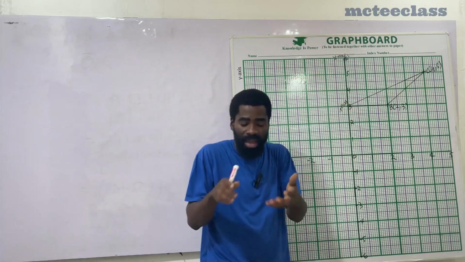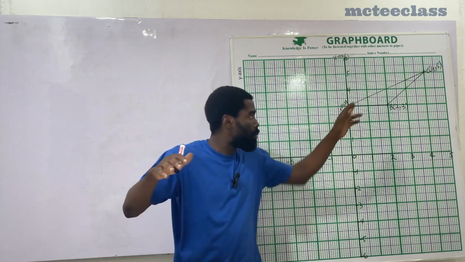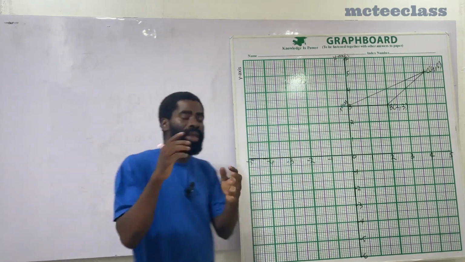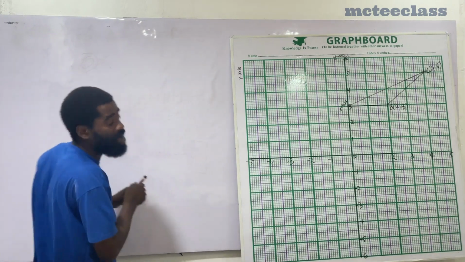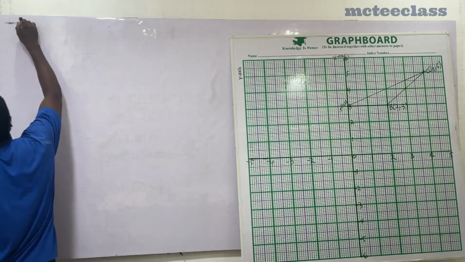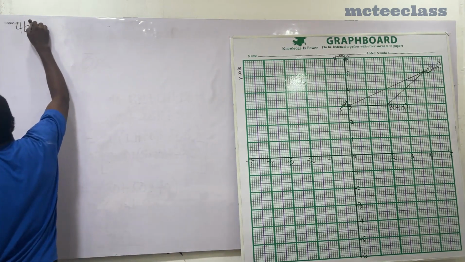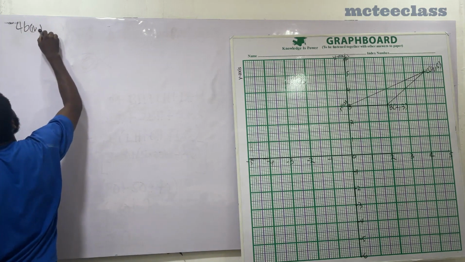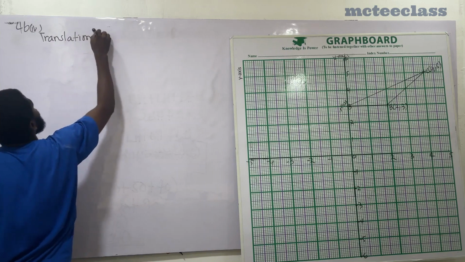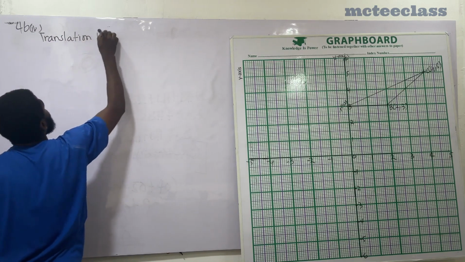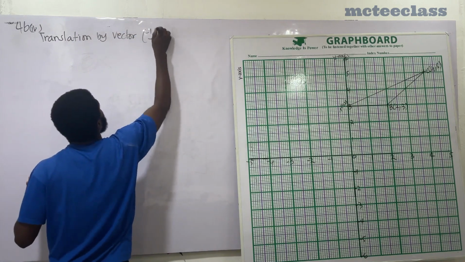We can't change the shape. It's a triangle, it's still a triangle. But we change its what? Its size and what? Position. You can enlarge, you can move the position also. That's transformation. And we do that by the methods I just mentioned. Here we have translation by what? A vector. So this is question number 4BIV, and it's translation by vector. The vector given was -1, -1.